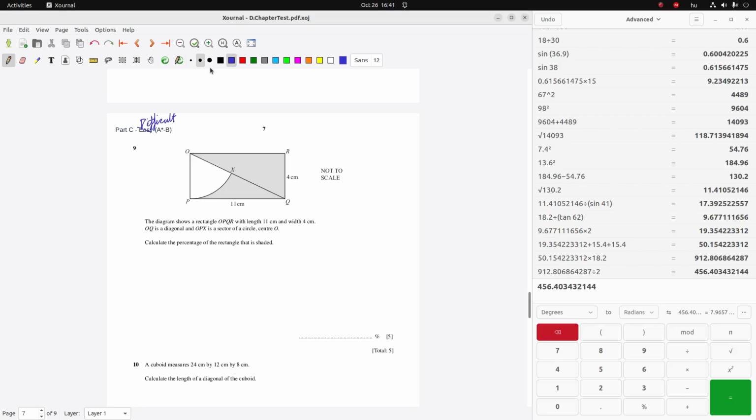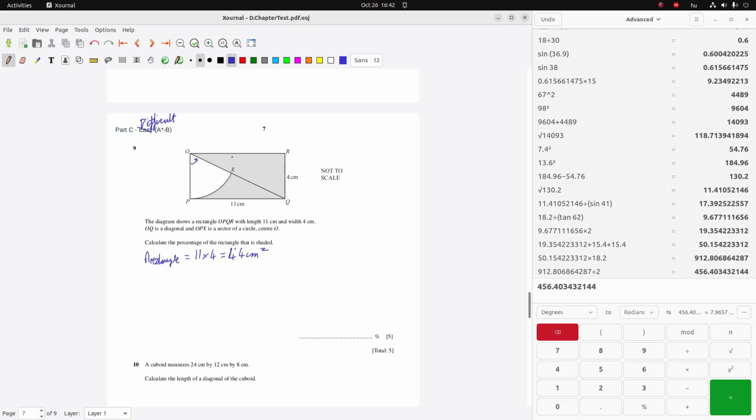OQ is the diagonal. OPX is a sector of a circle of center O. Find the percentage of the rectangle that is shaded. So we want to calculate the area of the rectangle. That'll be easy, right? It's just 11 times 4. 11 times 4 equals 44 centimeters squared. And then we want to calculate also this angle, because we're going to use this angle to calculate this area.